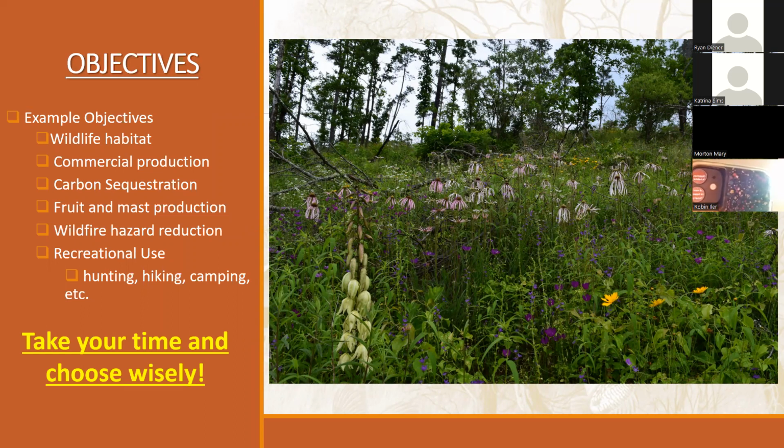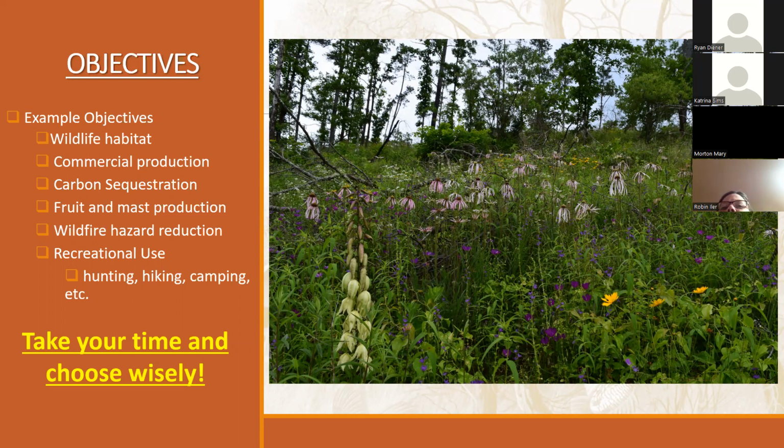Again, because the implementation and management of sites can vary greatly depending on these objectives, it really shouldn't be a quick and easy decision. So take your time and choose those objectives wisely, because you also have to remember that forests and forest lands take much longer to heal from these wounds or mistakes than some of our other land uses that we plan projects on.